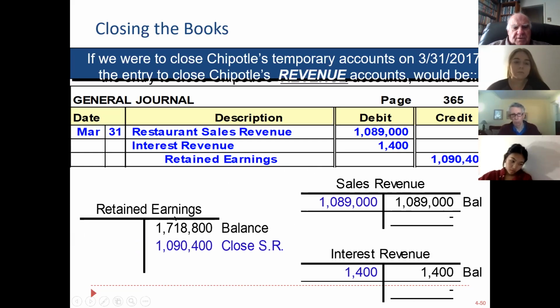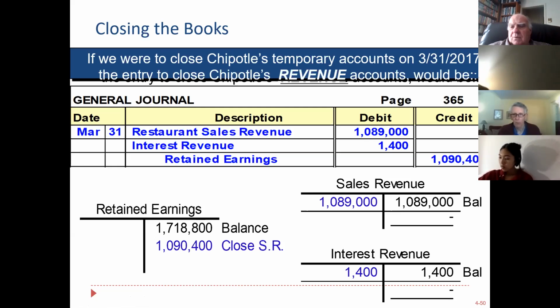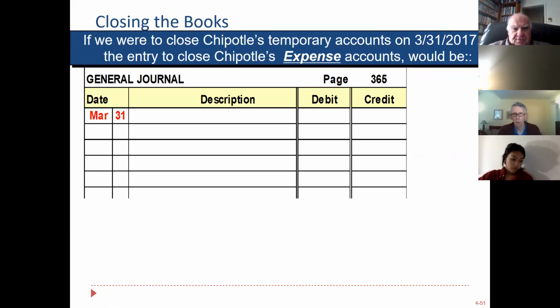There we go. Wow, the business grew. We had a business that was worth $1.7 million. Now it's worth $2,718,000, but we have not closed the expenses. So when they said do it in two parts, that's easily the best way to do it. We've closed the revenues. Now we've got to do the expenses.